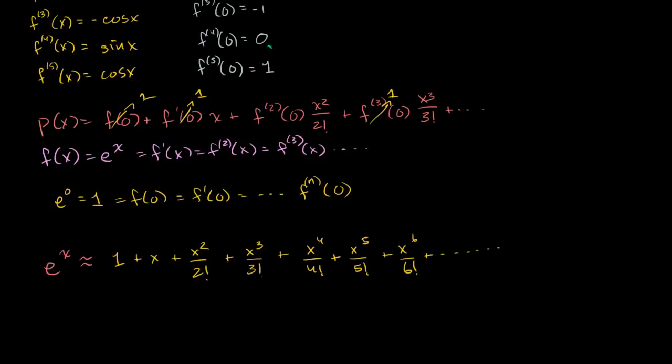This also leads to other interesting results. If you wanted to approximate e, you just evaluate this at x is equal to 1. e is e to the first power, and that's going to be approximately equal to this polynomial evaluated at 1. If x is 1 here, we make x 1 over here. So it'll be 1 plus 1 plus 1 over 2 factorial plus 1 over 3 factorial plus 1 over 4 factorial, so on and so forth, all the way into infinity.